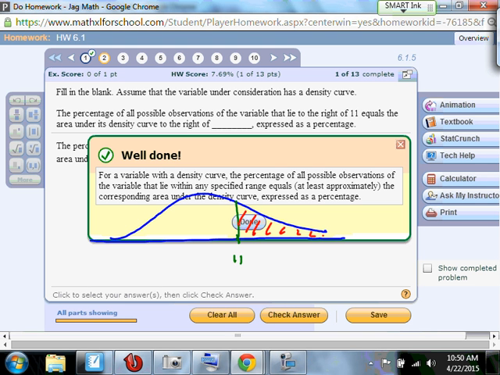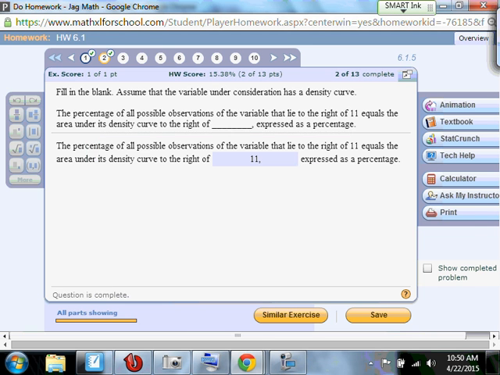Wow. It's a silly question. They want you to understand the fact that areas equal percentages. Areas equal percentages. That's the point here. Okay.